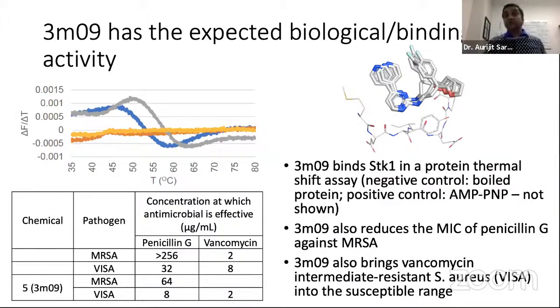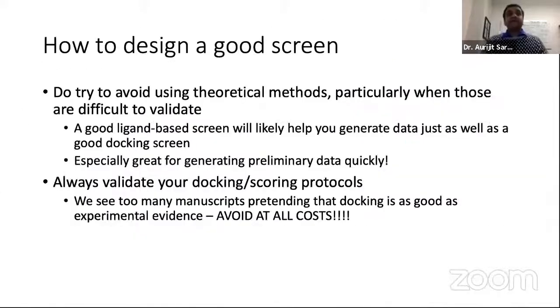Okay, anywho, so confirmed, right? Experimentally, we have demonstrated that the protocol works. So let's summarize this part. How do you design a good screen? Try to avoid using theoretical methods when you don't have any validation in place.